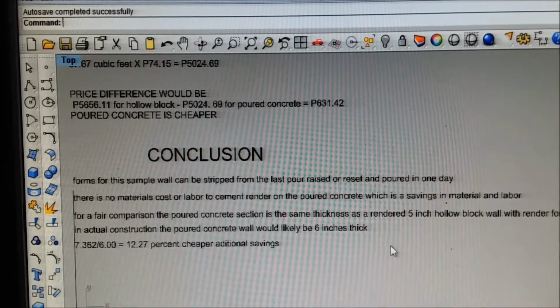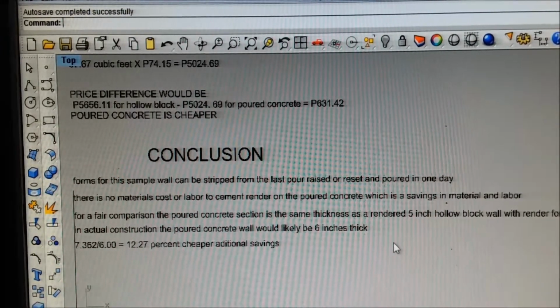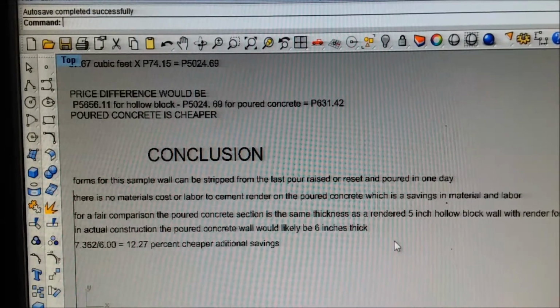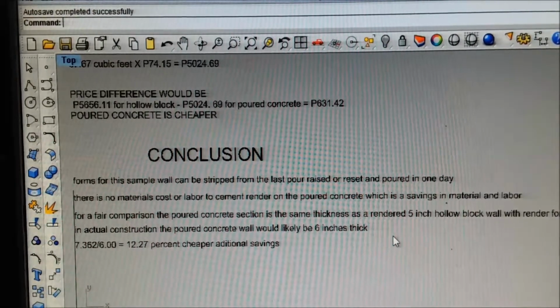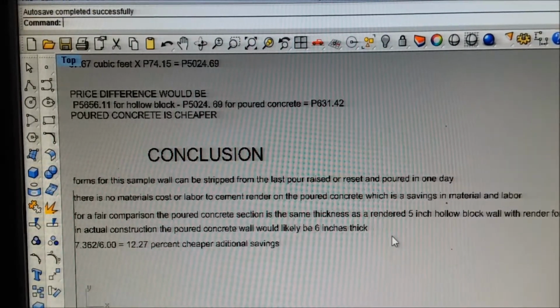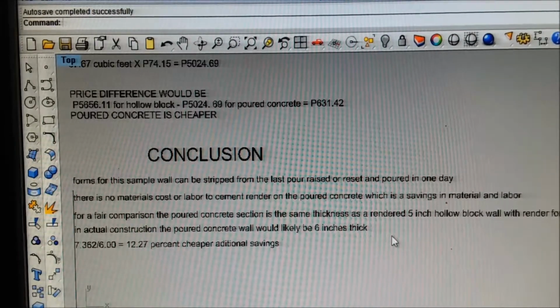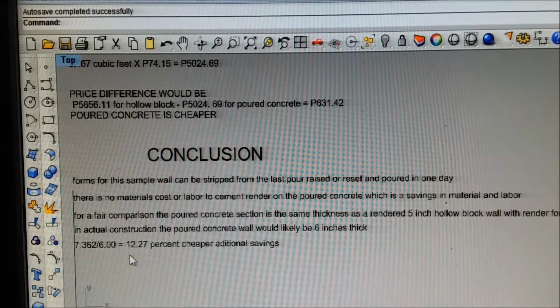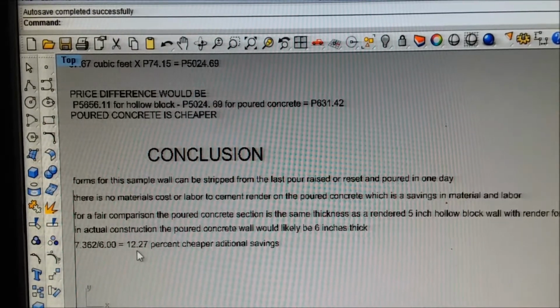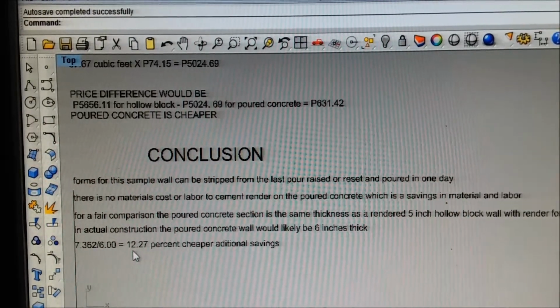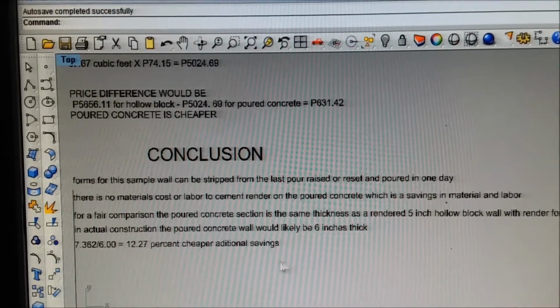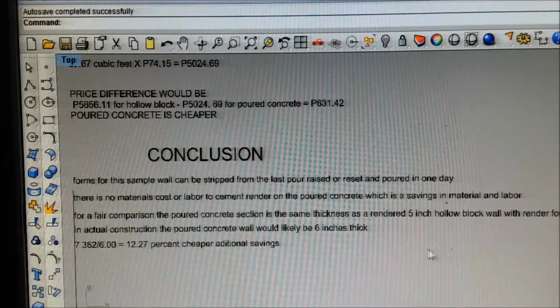And he lined his forms up, so his seams are almost invisible, and he'll go directly into skim coat. There won't be any render at all in that building. We got some with skim coat just because we thought we'd like to try it. The percentage cheaper of these two kinds of construction is 12.27% cheaper. Wait a minute. Let me read here.